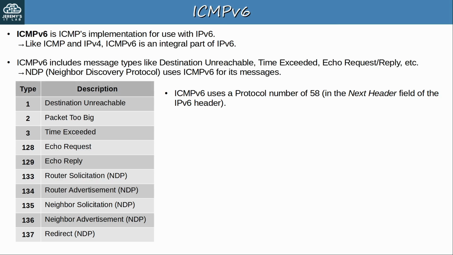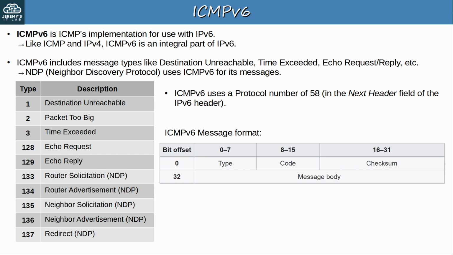Note that ICMP v6 uses a protocol number of 58 in the next header field of the IPv6 header. This is different than the value of 1 for ICMP v4. And finally, here's the ICMP v6 message format. Same as ICMP v4. It starts with type, code, and a checksum. And then the rest of the message contents will vary, depending on the type of message, just like in ICMP v4. Okay, that's all we'll cover about ICMP v6 for now. It's quite similar to ICMP v4, and we'll cover the NDP messages later in the course.